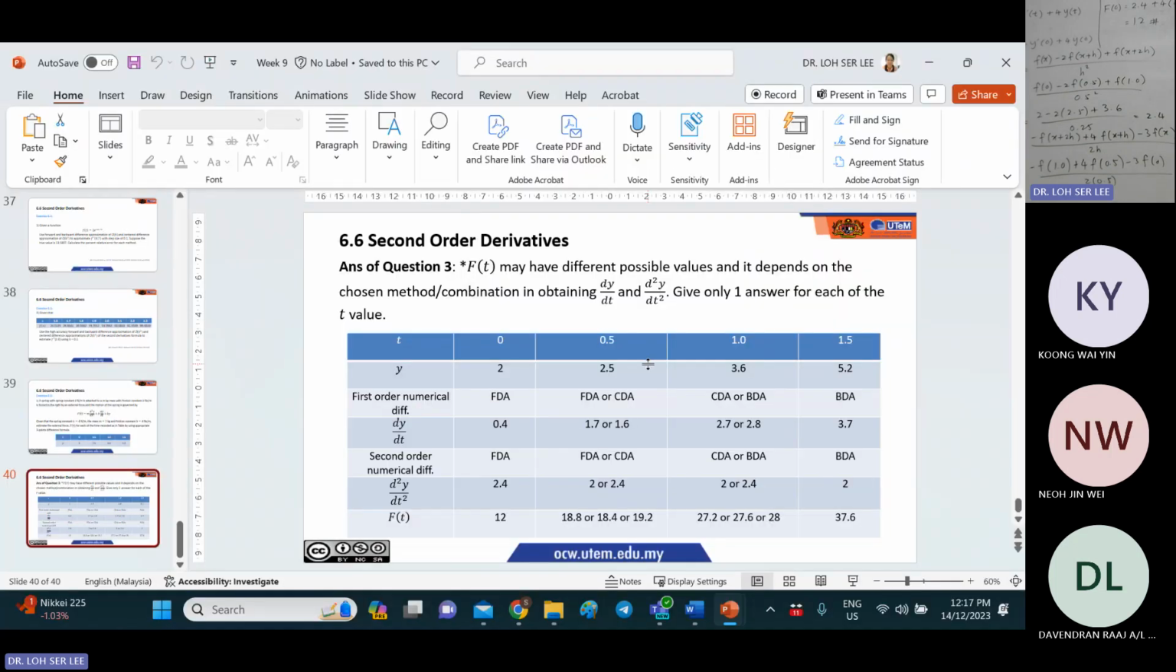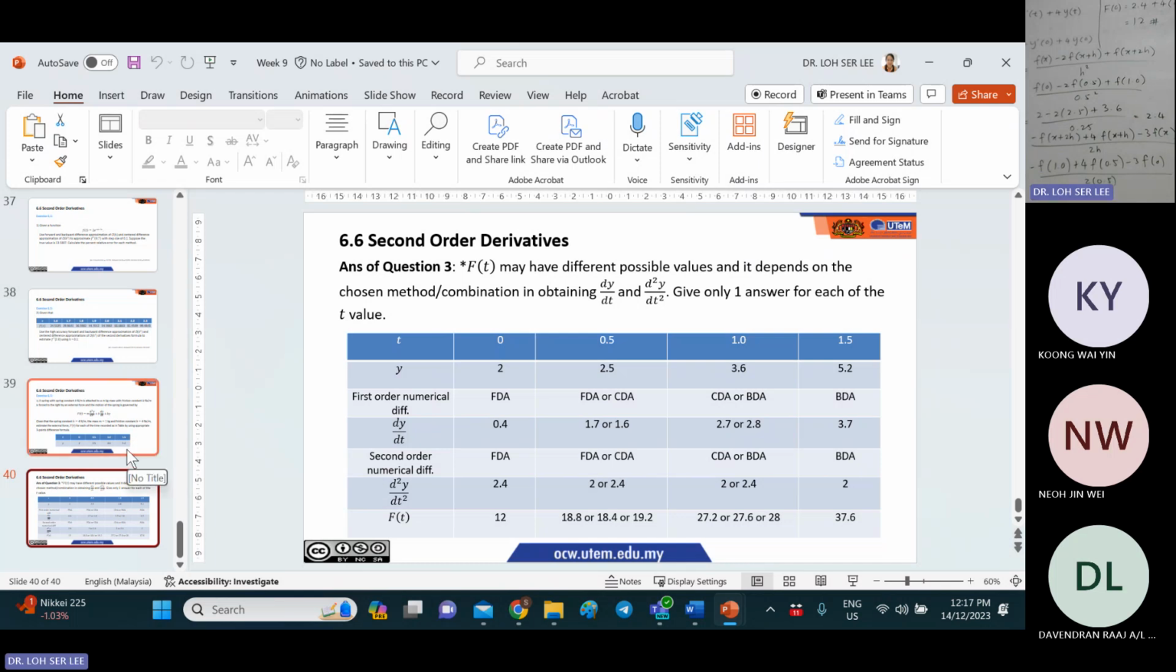This one I leave it to you to try. Can you try to use CDA? This one also you can use CDA since it gives a better approximation. And the last one, we have no choice but to use backward.